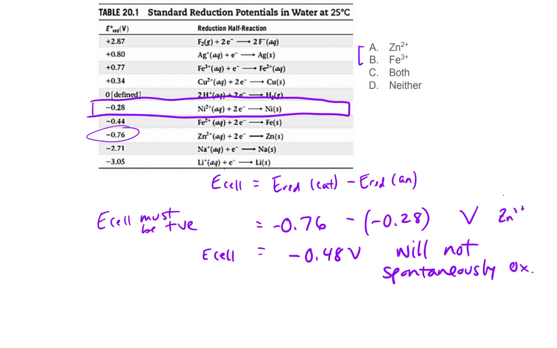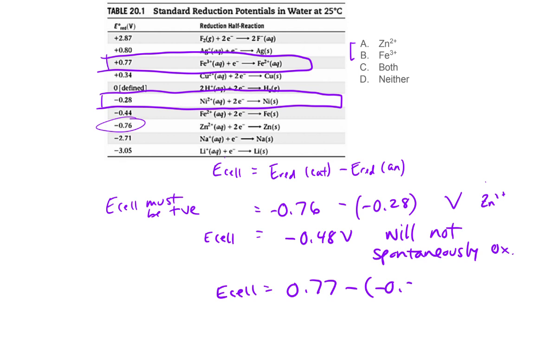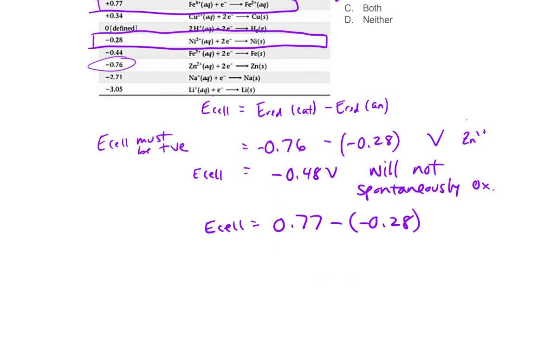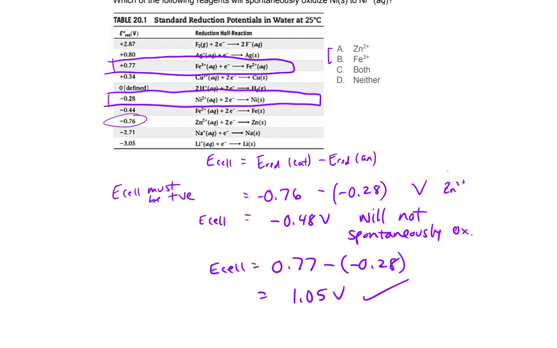Okay. The other option was the iron 3+. And that was here as a positive 0.77 cell potential, or reduction potential. Okay, and if we put that in our equation, 0.77 minus negative 0.28, we end up with 1.05 volts as our cell potential, which is positive, which means it will occur spontaneously. And so that says that the iron 3+ will work in this case. Okay.